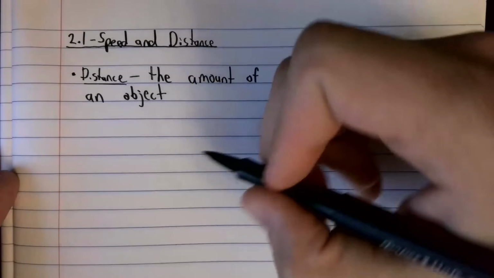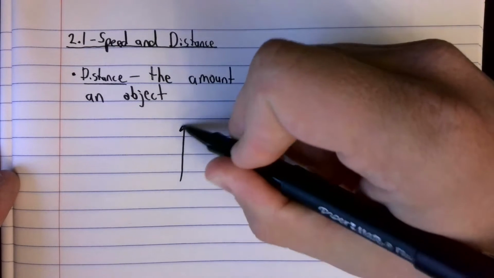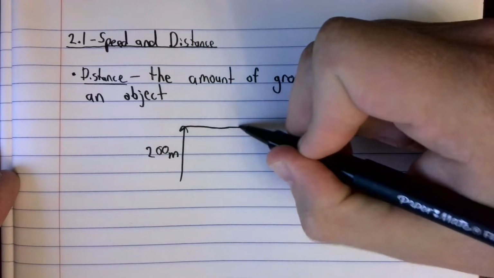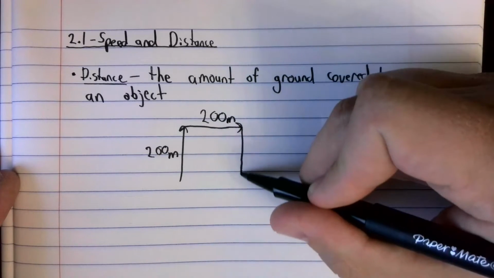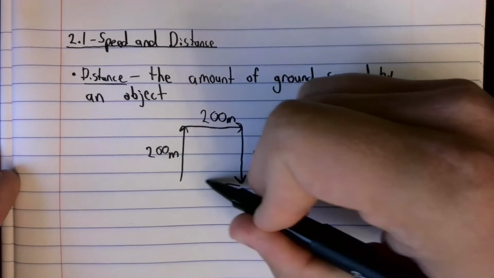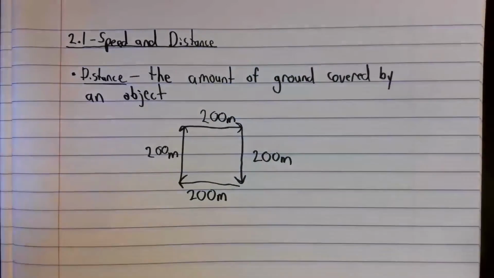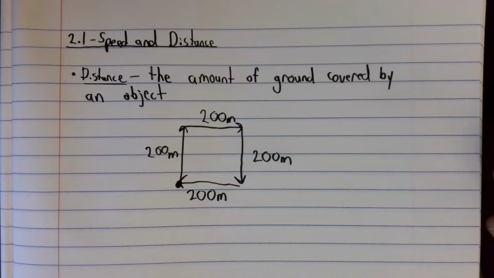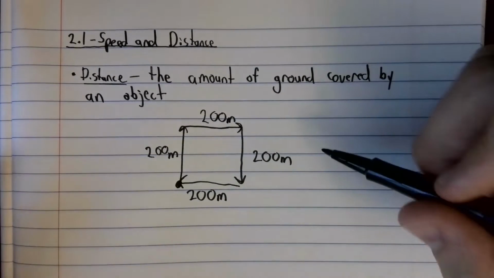Let's look at a visual example. Maybe you're walking around the block. Let's say you go 200 meters north. You go 200 meters east. You go 200 meters south. And to return back home, you go 200 meters west. So although you've ended up in the same place as you started, you have traveled 800 meters. You've gone a total distance of 800 meters.